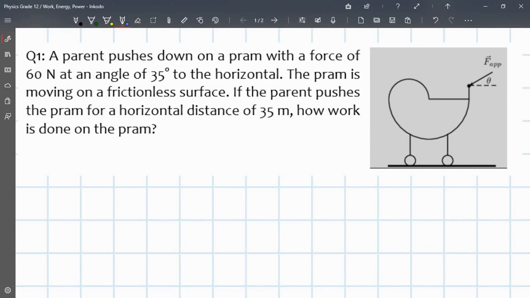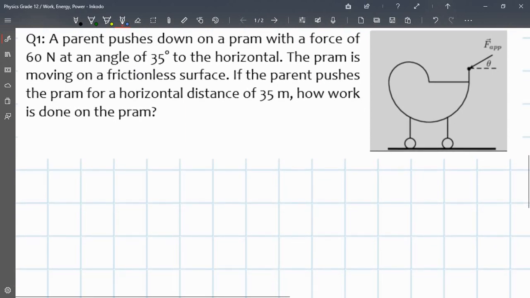Let's start off with a simple one here, where it says a parent pushes down a pram with a force of 60 newtons at an angle of 35 degrees to the horizontal. The pram is moving on a frictionless surface. If the parent pushes the pram for a horizontal distance of 35 meters, how much work is done on the pram? Right, so let's write down the formula for work. We know that work is equal to force times displacement times cos of theta. Okay, so we know that force is equal to 60 newtons.